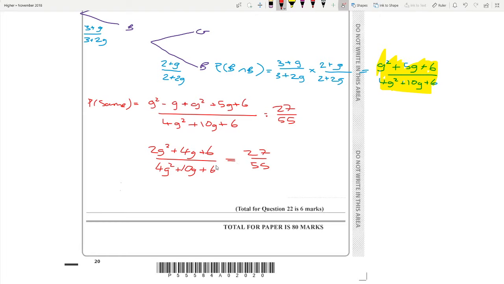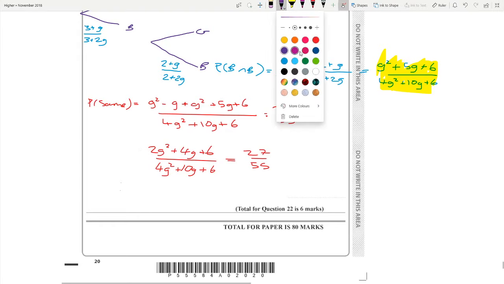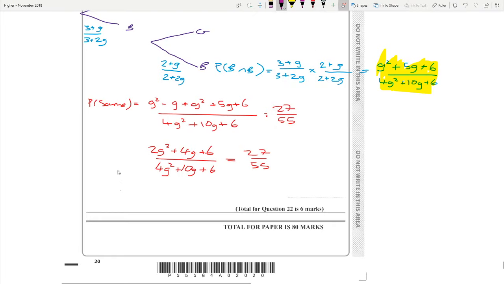Now obviously because we've got two equal fractions, we're going to cross multiply, isn't it? So we have to multiply the numerator by 55 and multiply the denominator by 27. But I'm going to simplify this fraction down by dividing everything by 2, to make things a bit simpler. So divide the whole thing by 2, we're going to get g squared.